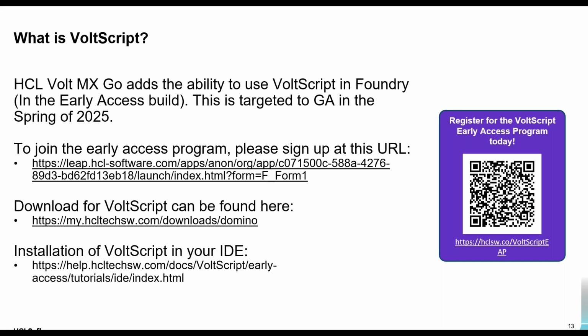it Volt Script. This is targeted to GA in the spring of 2025, but we are dropping another early access release here at the end of September, which has got some pretty cool stuff. So make sure you check out to join the early access program. There's a URL here as well as a QR code to go ahead and scan to be able to grab some of those binaries and play with that in your environment before the GA.